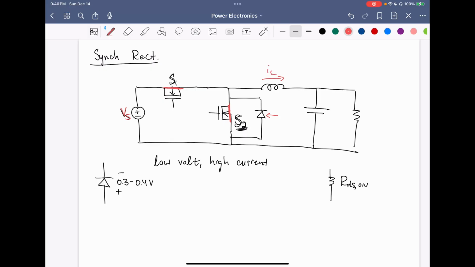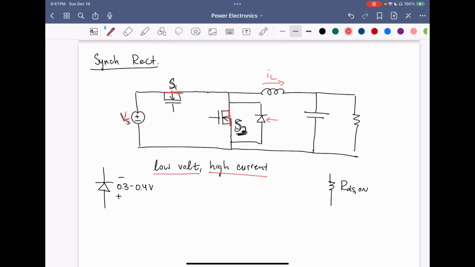So this synchronous rectification is very important for low voltage, high current applications. And it's another design consideration to make when designing a buck converter. So most buck converters are designed to be operated in continuous current mode. And we can choose the switching frequency and the inductance to give us that continuous current using the equations we had derived before.